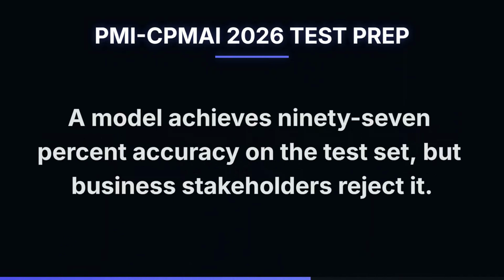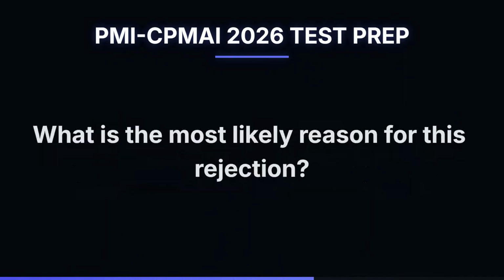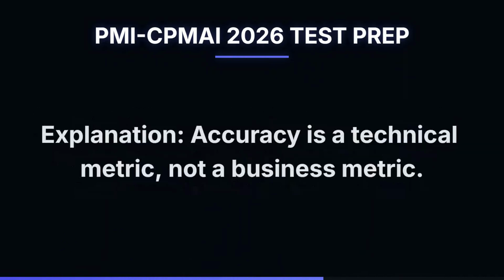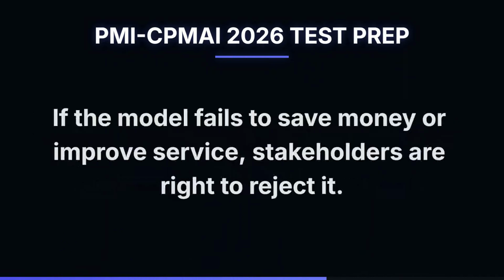1. A model achieves 97% accuracy on the test set, but business stakeholders reject it. What is the most likely reason for this rejection? The model does not meet the business success criteria defined during phase 1. Accuracy is a technical metric, not a business metric. If the model fails to save money or improve service, stakeholders are right to reject it.